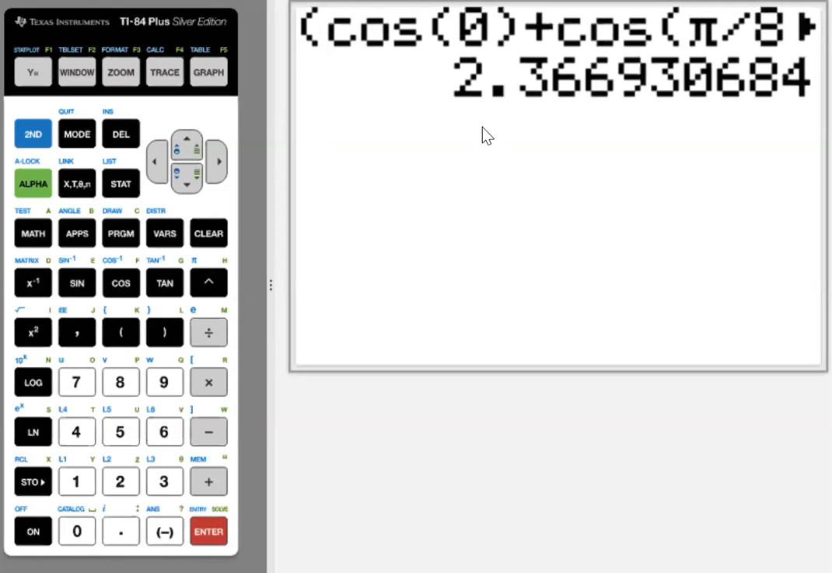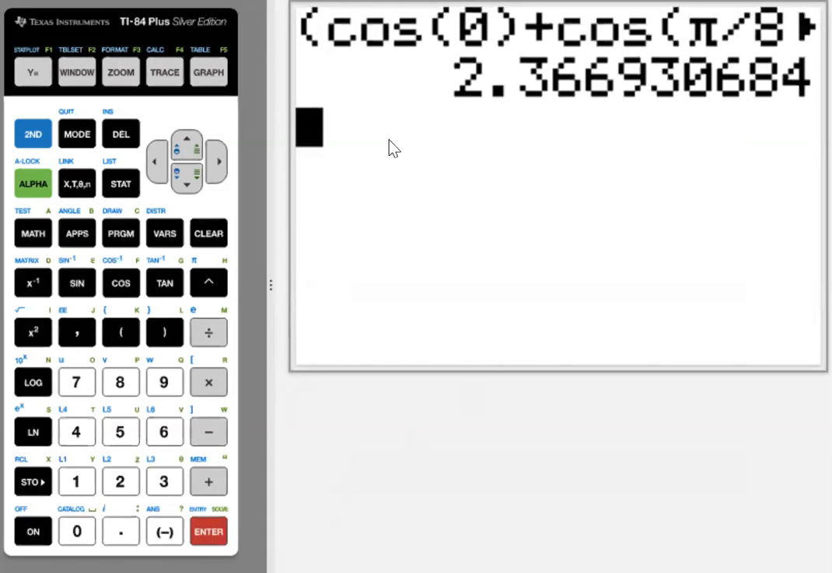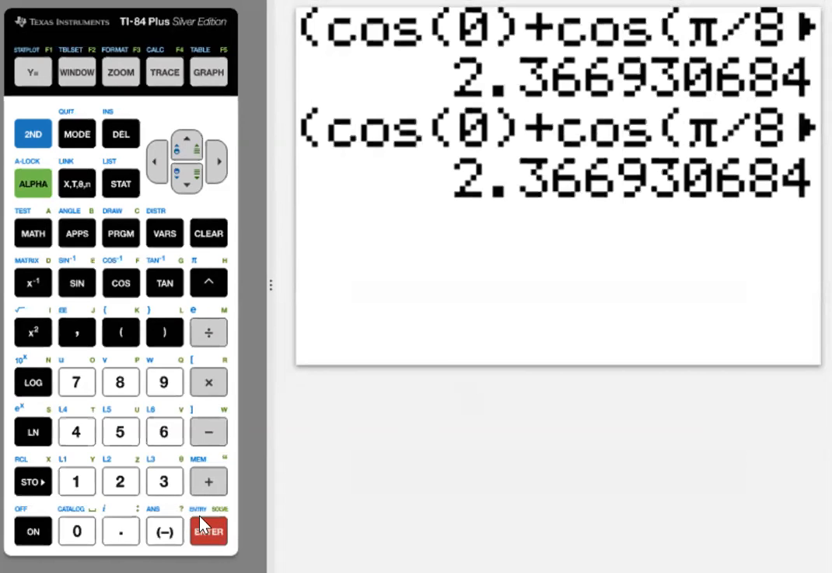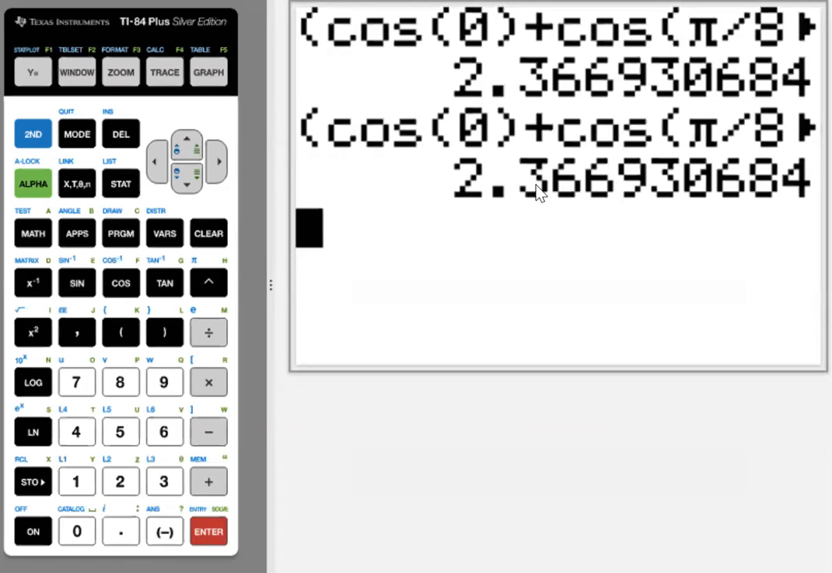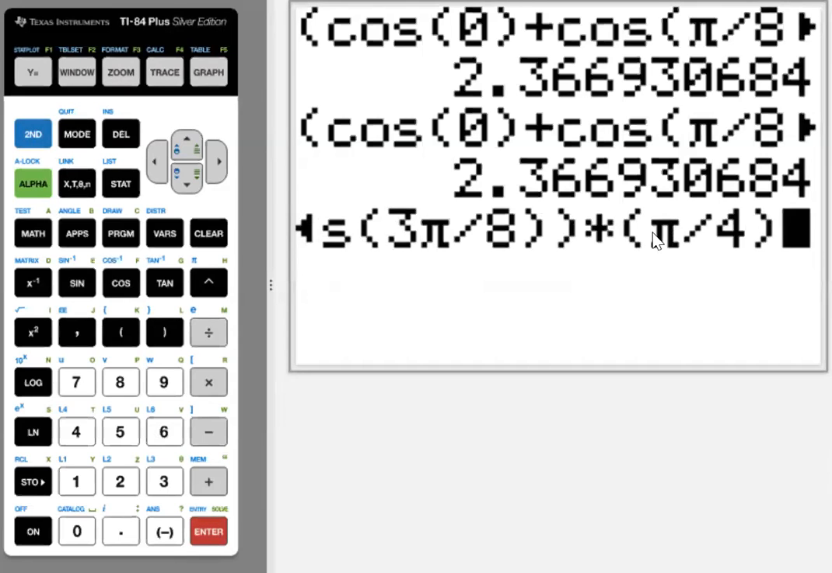The number comes out to be 2.3669306. That's what we got. And if we recall the previous command, like if we found something wrong, you see the entry above the red enter button, the blue one. Second, and then enter. It comes up with whatever previous command you used.